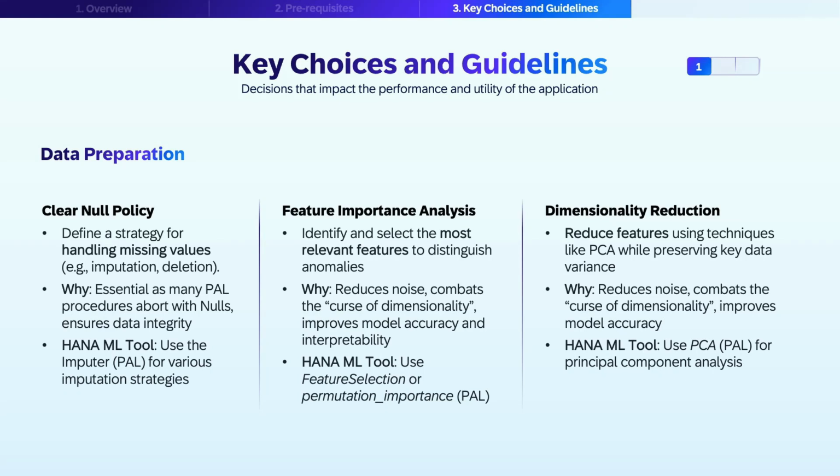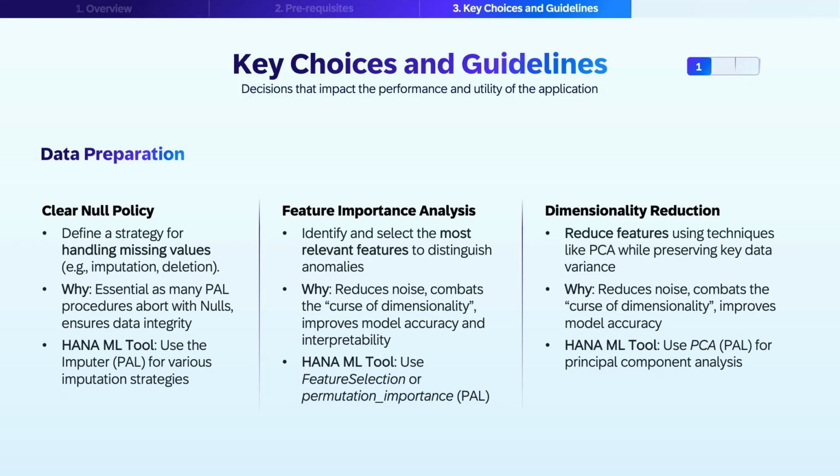Second, focus on feature importance analysis. When data has many features, some will be more useful than others for clustering. Use Predictive Analysis Library techniques like feature selection or permutation importance to identify the most relevant features for clustering. This reduces noise, combats the curse of dimensionality, and improves accuracy.